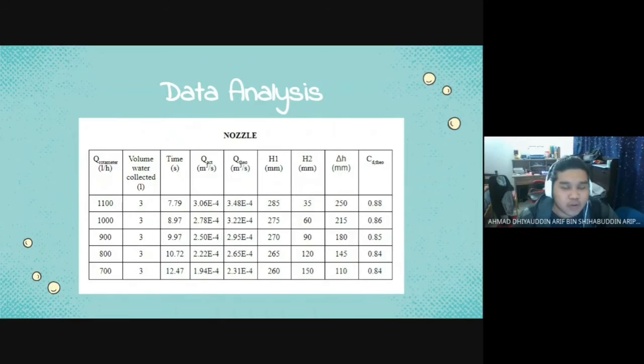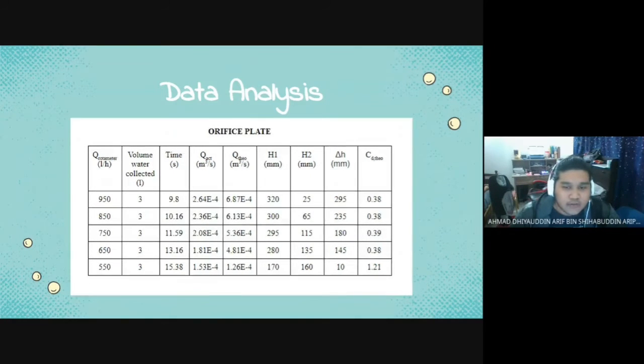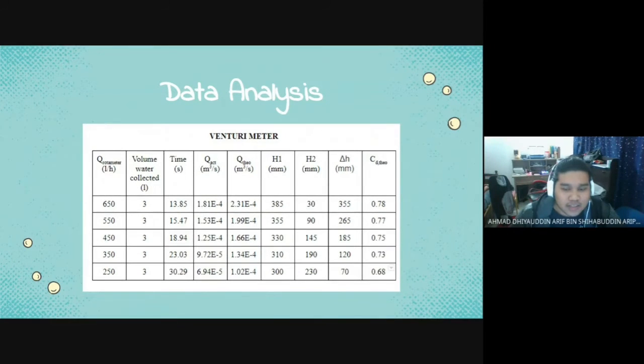For the actual flow rate, we must convert from liter per hour in the Q rotometer into meter cube per second. For the theoretical flow rate, we must use the formula given in the manual. And lastly, for the discharge coefficient, we must use the formula Q actual over Q theoretical. Now I present to you the data and the results of our calculation. This is for nozzle, and this is for orifice plate, and last but not least, this is for the venturimeter. Now I pass on to the next presenter for the discussion.